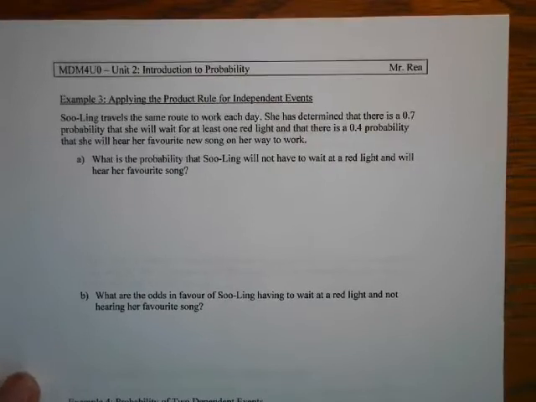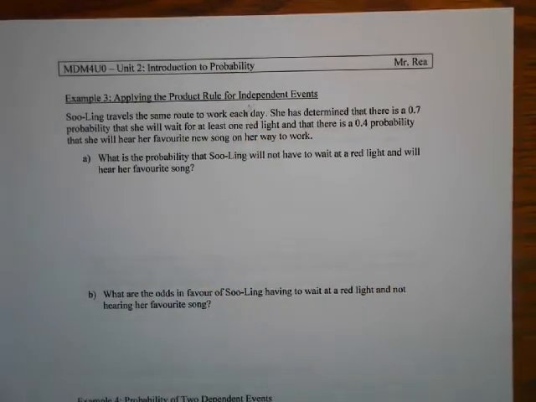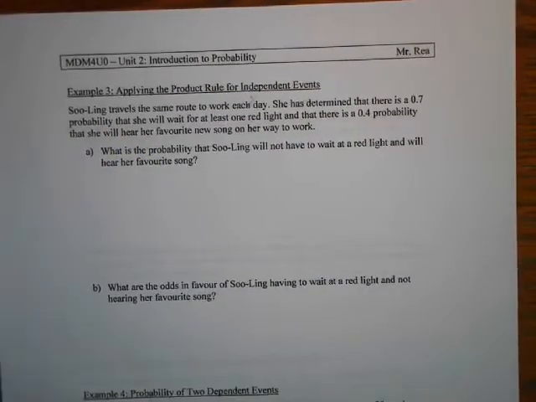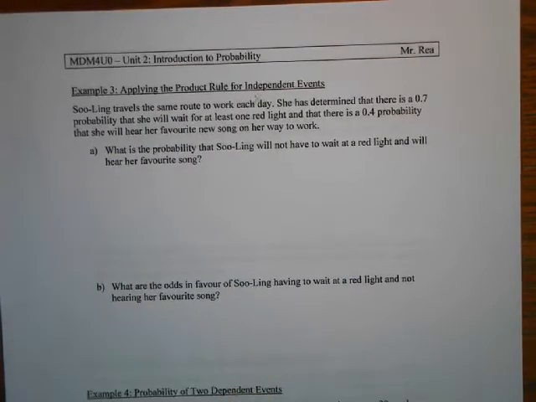Okay, so again, spoiled. We know this is going to be independent, but let's talk about it so you know how to determine that yourself. Su Ling travels the same route to work each day. She's determined there's a 0.7 probability that she will wait for at least one red light, and there's a 0.4 probability that she will hear her favorite new song on her way to work. First part is, what is the probability that Su Ling will not have to wait at a red light and will hear her favorite song?